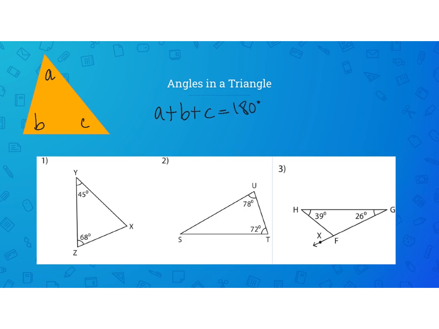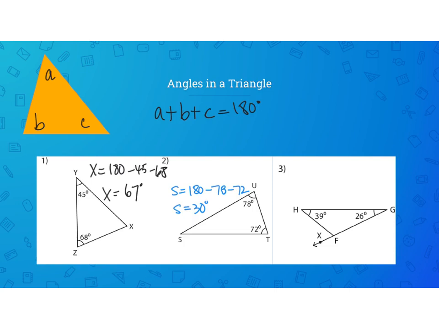Therefore, in question number 1, if we want to find x, we can say x equals the 180 for the whole triangle minus the 45 for y and minus the 68 for z. Therefore, x equals 67. In the second example, s is equal to 180 for the whole triangle minus 78 for u minus 72 for t. Therefore, s equals 30 degrees.